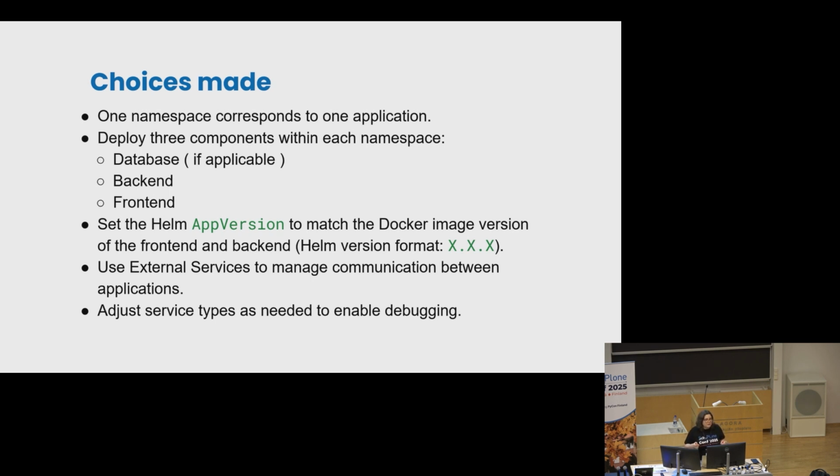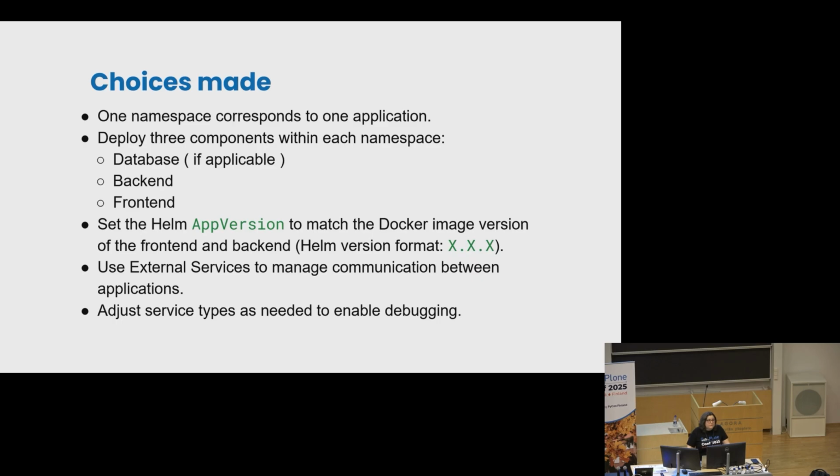Because Helm charts do not allow anything that is not the semantic version, the major minor patch. So if you had some kind of image with anything else, alpha, beta, you can't put it in the version of the Helm chart. External services to manage communication between applications. In case you want to move the database to another location or just connect to a different database, you don't need to do any change.